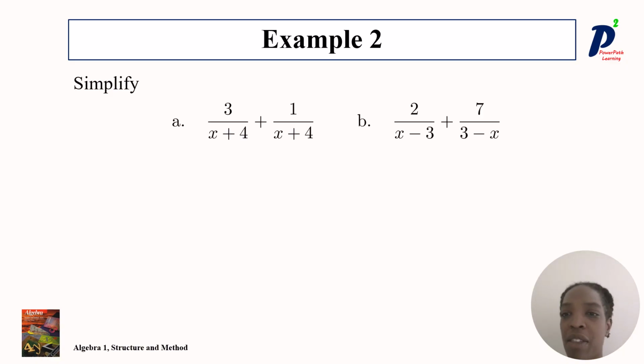Example 2, simplify 3 over x plus 4 plus 1 over x plus 4. Well, our first one is pretty easy because we have the same denominator, so we'll just combine our numerators. 3 plus 1 becomes 4 over x plus 4, and we're done.